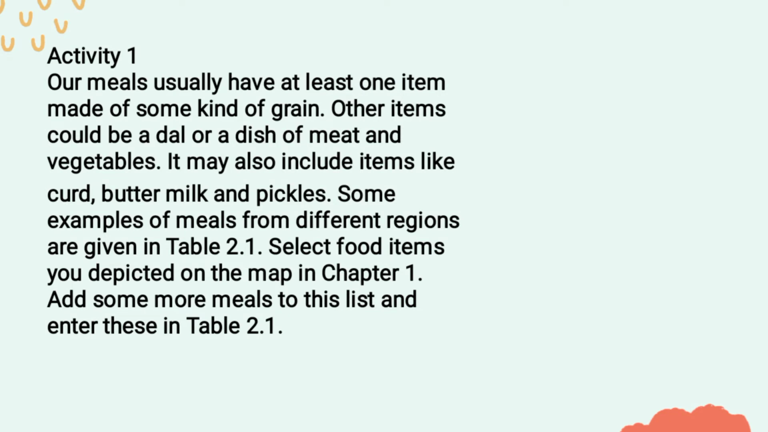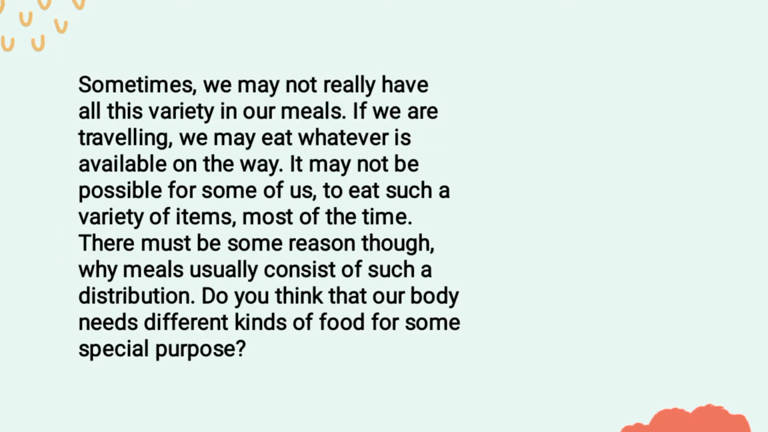Our meals usually have at least one item made of some kind of grain. Other items could be a dal or a dish of meat and vegetables. It may also include items like curd, buttermilk and pickle. Some examples of meals from different regions are given in table 2.1. Select the food items you depicted on the map in chapter 1 and add some more meals to this list and enter this in 2.1. So here is the table given.